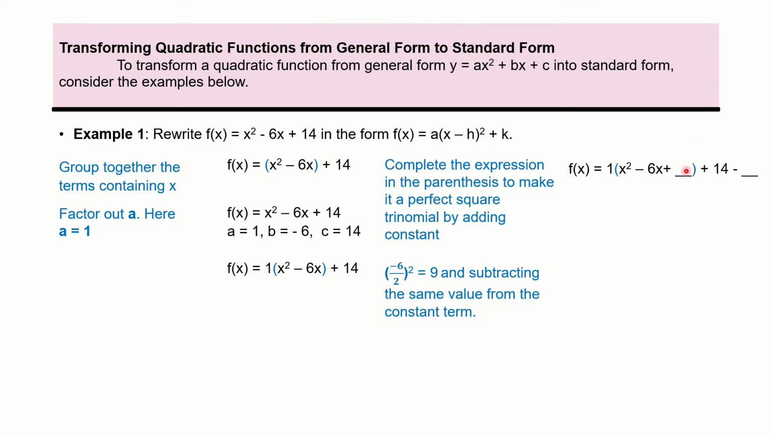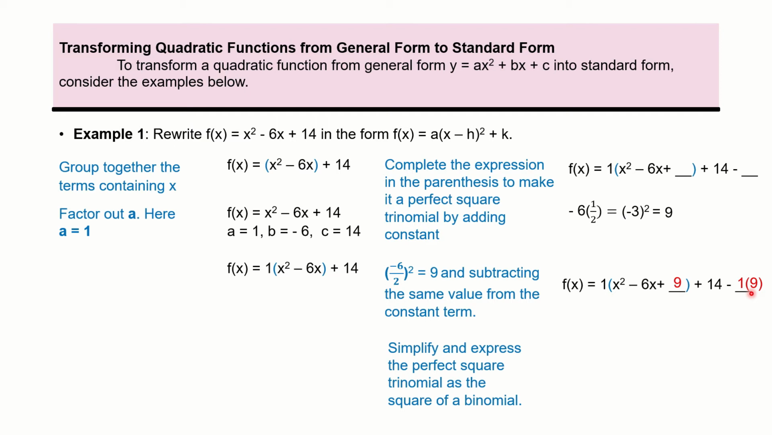Remember, whatever number or value we add here must be subtracted here. Okay, so to make this a perfect square trinomial, we will simply get half of the second term, which is negative 6 times 1 half, and the answer is negative 3. After we get half of the second term, we're going to square it. Negative 3 squared is 9, meaning to say we're going to add 9 here and subtract 9 here. Remember also that if we add 9 here, we will multiply it by our a here. So that's why we have 1 times 9.